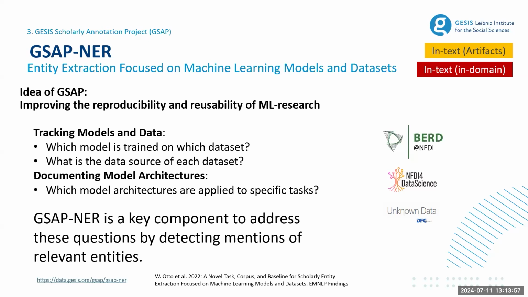So one aspect is to track models and data. So answer questions like which model is trained on which dataset, or what is the data source of each dataset. The second aspect is documenting model architectures to be able to say which model architecture is applied on which specific task, for example. And GSAP NER is a key component to address these questions by detecting dimensions of the relevant entities.